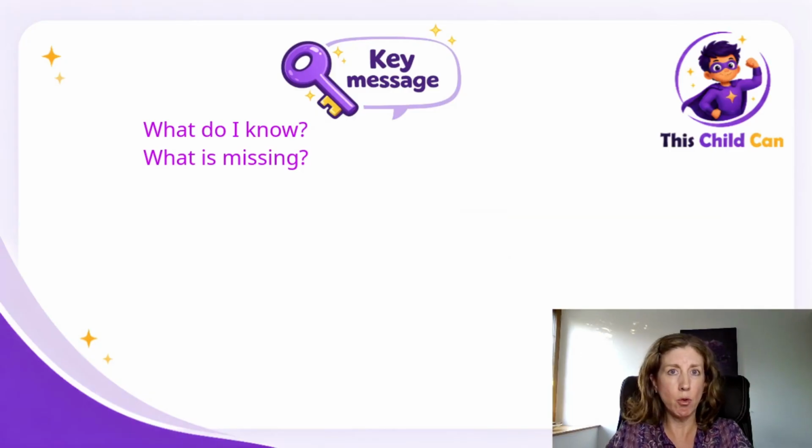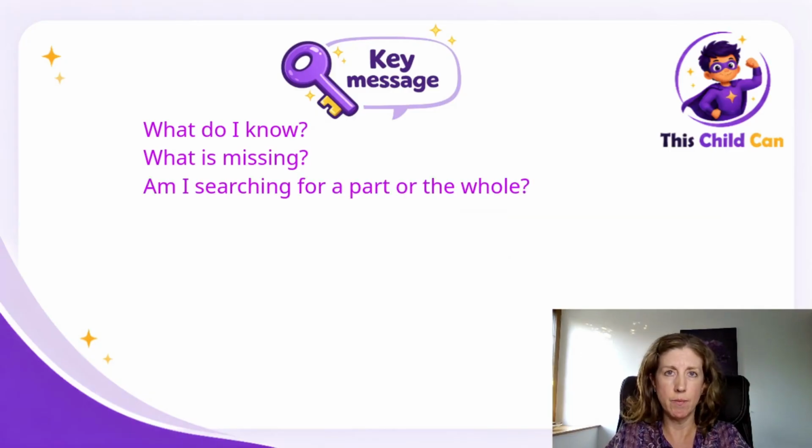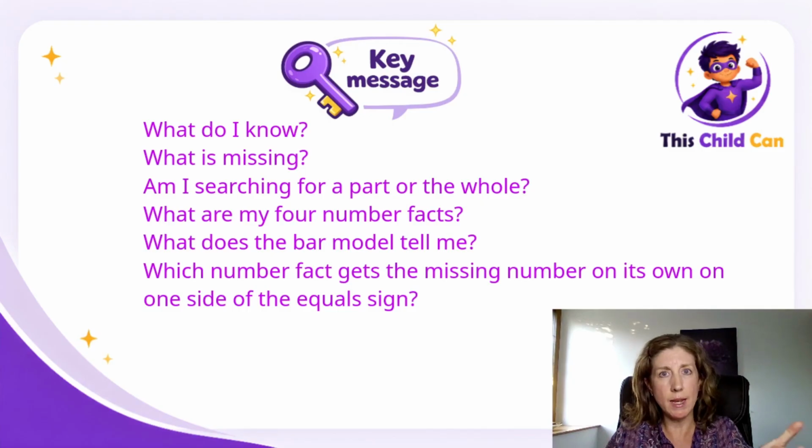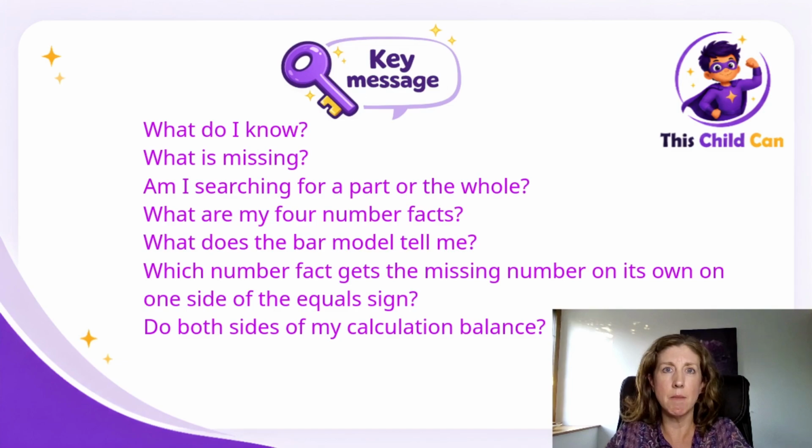Is it a part or the whole that I'm trying to find? What are my 4 number facts? What does the bar model tell me? Which number fact gets the missing number on its own on one side of the equal sign? Do both sides of my calculation balance? And does my missing number make my calculation true?